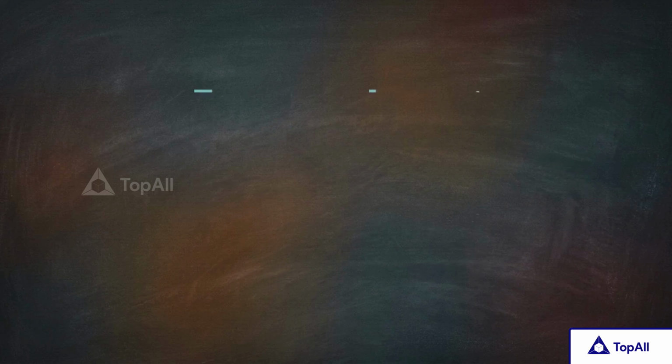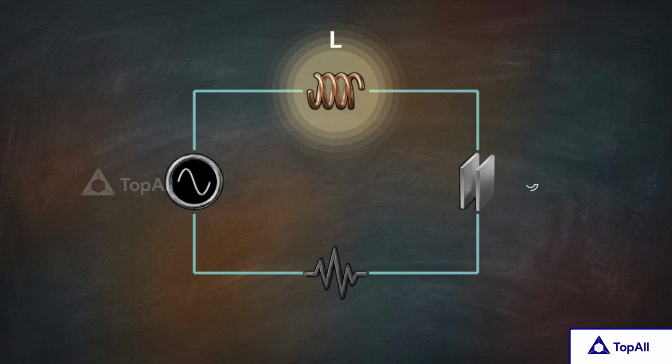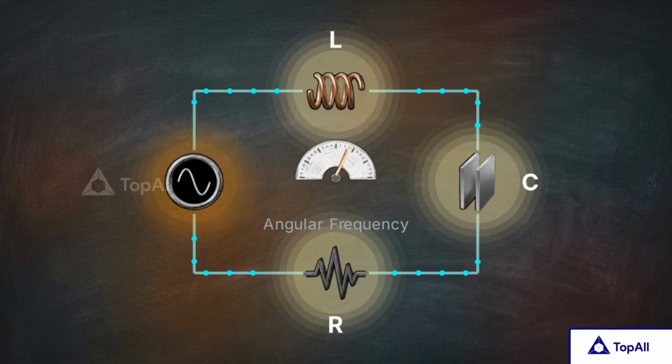We can map this same behavior onto an electrical scale using an LCR series circuit. This is a closed loop containing three basic components: an inductor, L, a capacitor, C, and a resistor, R. Instead of a person pushing a swing, this circuit is driven by an alternating current voltage source.